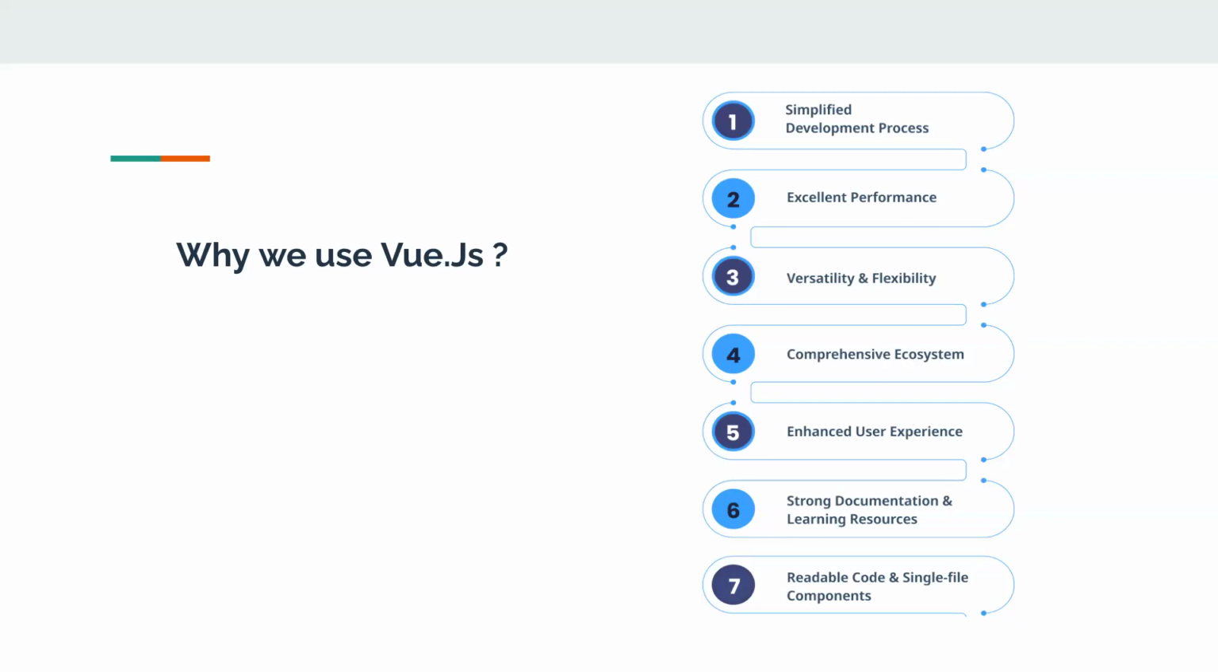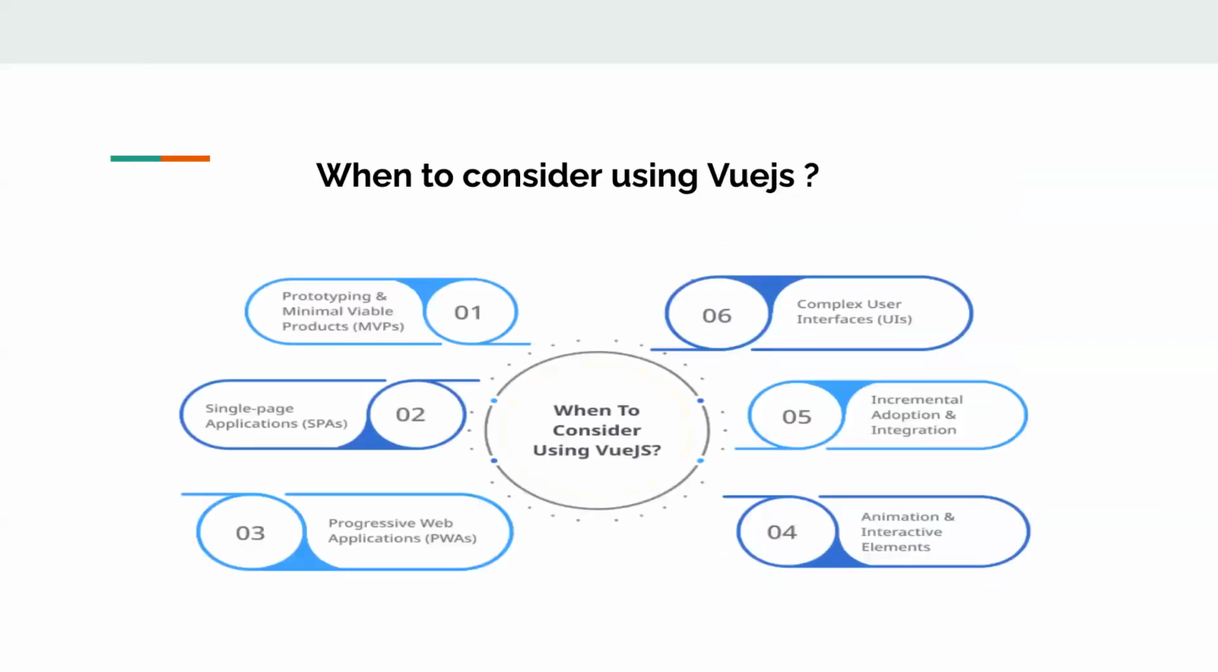I already answered what is Vue.js and why we use it. Now I am going to tell you when to consider Vue.js. I noted down 6 points. There are many considerations for using Vue.js, and I just mentioned some of the main ones here. First one is prototyping and minimal viable products. That means Vue is an ideal choice for building prototypes and minimal viable products quickly. If you want to develop rapidly, enable validation and gather user feedback, we can consider Vue.js.